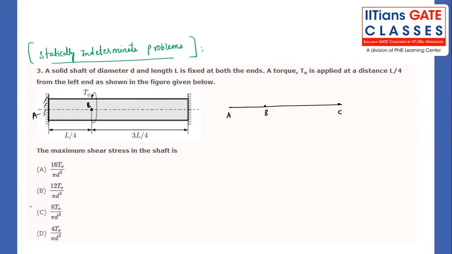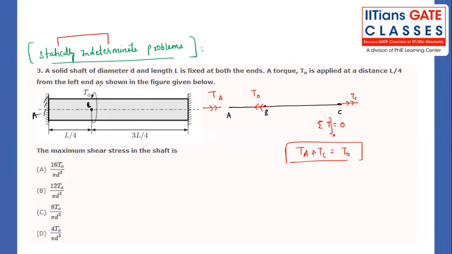If I convert this diagram to the line diagram, if you rotate your finger, you will observe that it is like this, T naught. There will be some reaction torques. Let me write T_A and T_C. So the summation of torque in the horizontal direction should be 0. So T_A plus T_C is equal to T naught. We cannot find the values of T_A and T_C with the help of only one equation. We need one more equation. That's why we call it statically indeterminate.